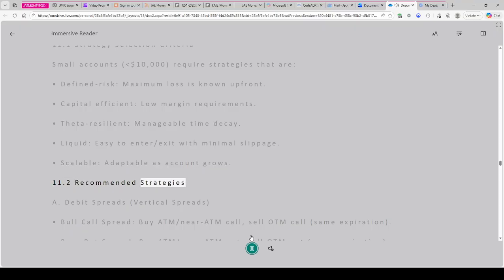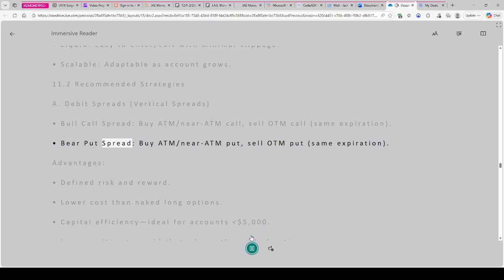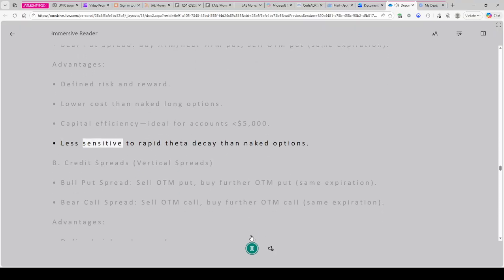11.2 Recommended strategies. A. Debit spreads, vertical spreads. Bull call spread: buy an ATM or near-ATM call, sell an OTM call, same expiration. Bear put spread: buy an ATM or near-ATM put, sell an OTM put, same expiration. Advantages: defined risk and reward. Lower cost than naked long options. Capital efficiency, ideal for accounts less than $5,000. Less sensitive to rapid theta decay than naked options.